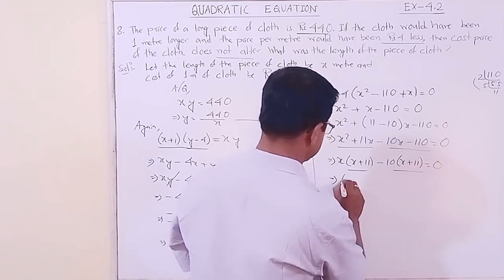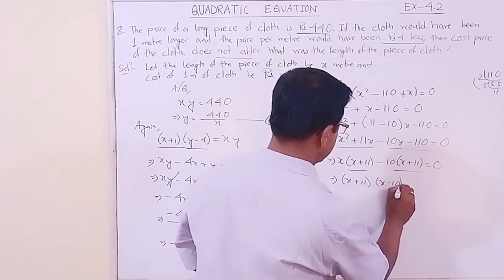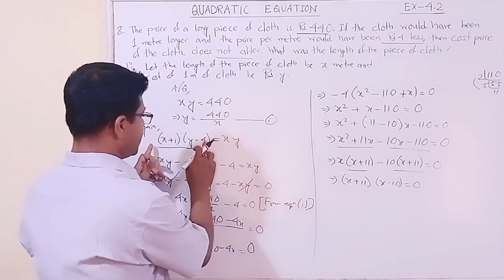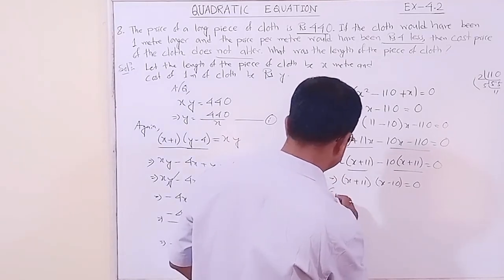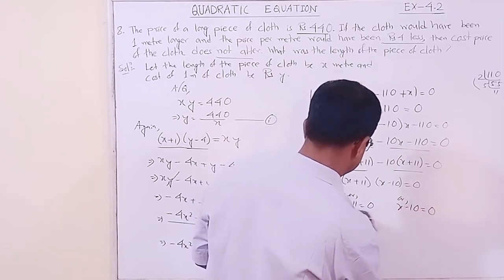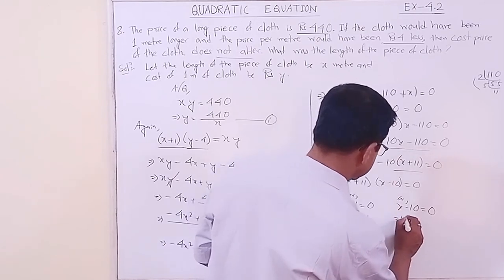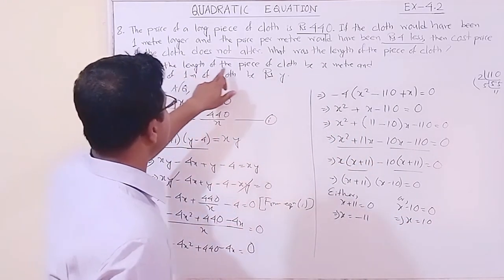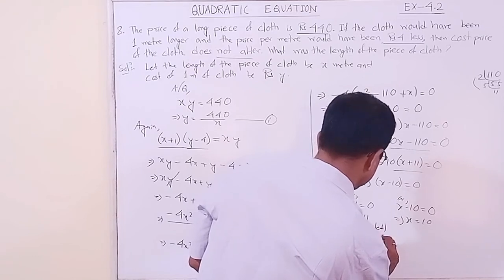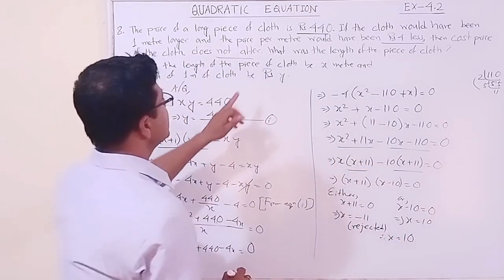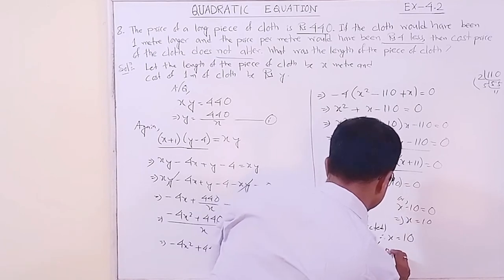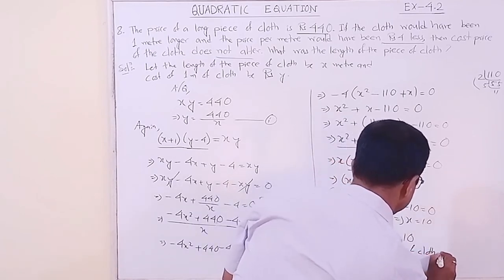From here, now this thing is very simple. What was the hardest part here? The hardest part was this one. Then you can easily do it. You have to understand this concept, that the price does not change, remains the same. So either x plus 11 is equal to 0 or x minus 10 is equal to 0. x equal to minus 11, x is equal to 10. Now what was x? Let the length of the piece of cloth be x. Length cannot be negative, so this part is rejected. Therefore we have to consider x equal to 10. What was the question? What was the length of the piece of cloth? Therefore the length of the piece of cloth is equal to 10 meter.